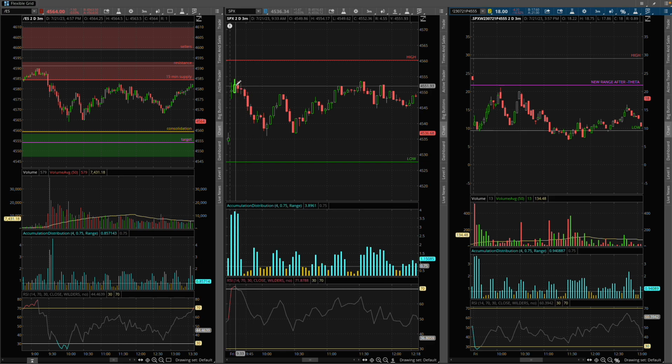stopping out right here because I moved my stop loss down as the trade goes in my favor. I have my stop loss right behind the base of this candle, the back of this candle, and it pulled back and stopped me out, and I made $5,600 on 10 contracts, so right around $560 per contract.